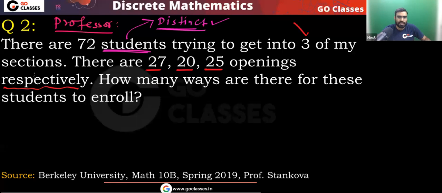What about these 3 sections? Are these identical or distinct? Why are these distinct? Because you can see this word, respectively. The question is saying that there are these many openings respectively in the 3 sections. So using this word, you can easily notice that these 3 sections are distinct.